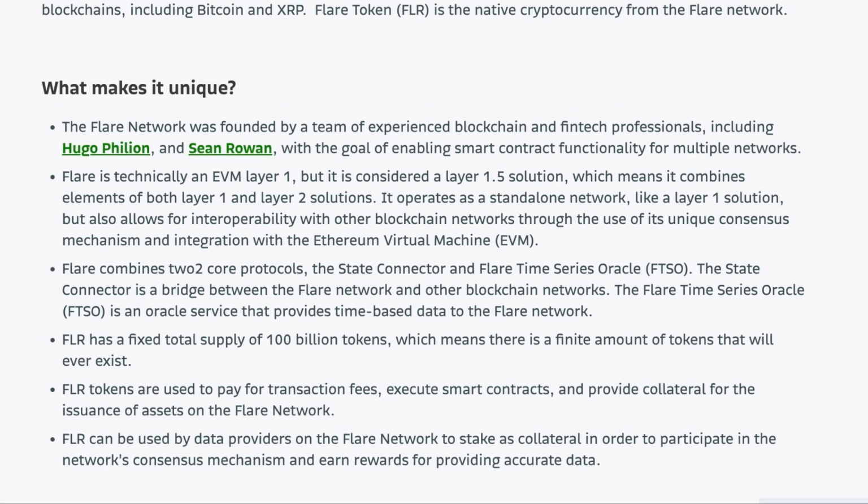So for example, F assets are going live, and they're going to start on Songbird, which is the canary network for FLR, and we'll talk about that in a moment. In order to start earning money on your assets like XRP and Bitcoin, you will need to burn FLR and Songbird at a 2-to-1 ratio to onboard that XRP and Bitcoin onto the FLR network or Songbird network and start earning. FLR can be used by data providers on the FLR network to stake as collateral in order to participate in the network's consensus mechanism and earn rewards for providing accurate data.